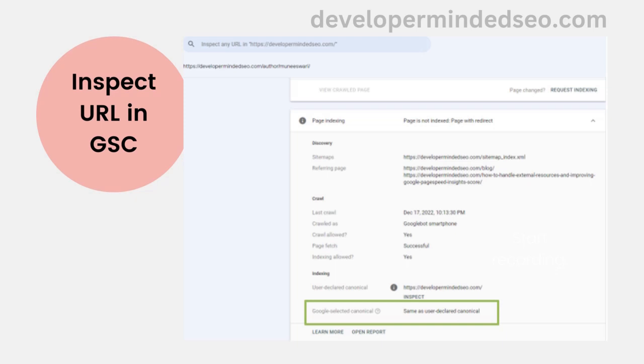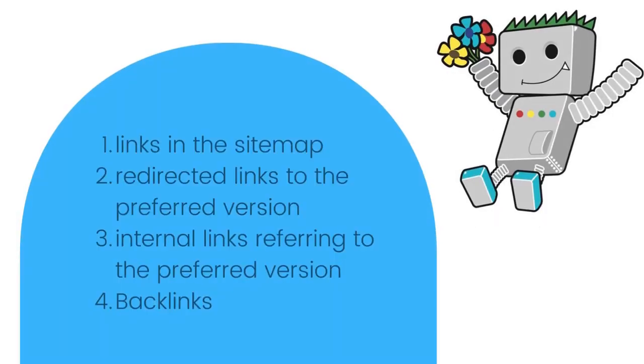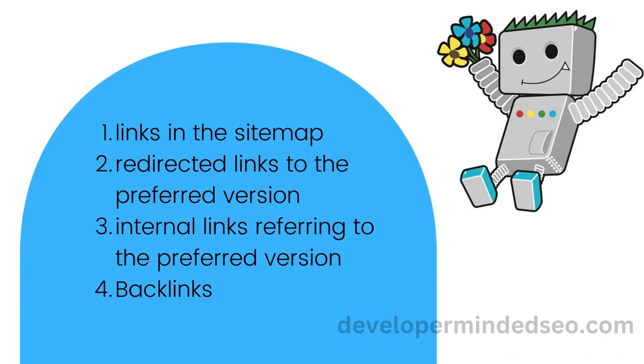There are several other factors which tell Google to pick the original URLs. Those are the links in the sitemap. The links in the sitemap should be clean. It should have only 200 OK pages, not redirected URLs, duplicate URLs, or noindex tag URLs. So Google gives importance to sitemap URLs.